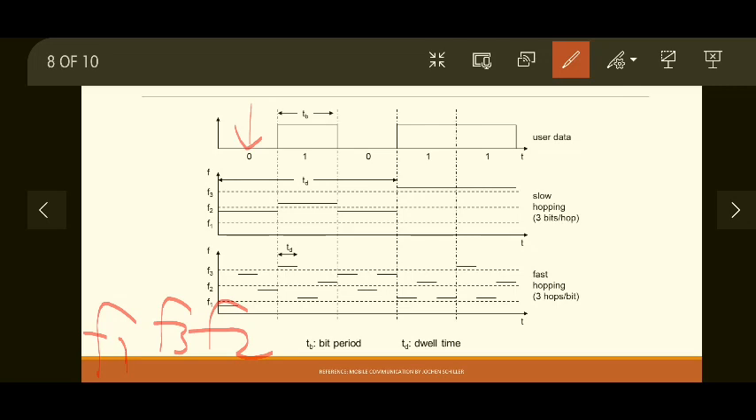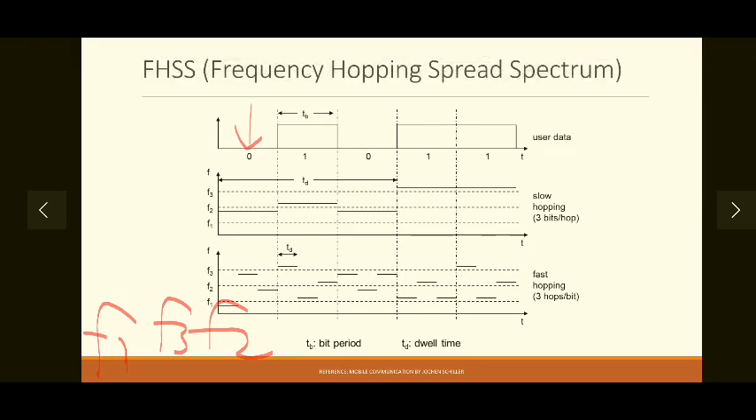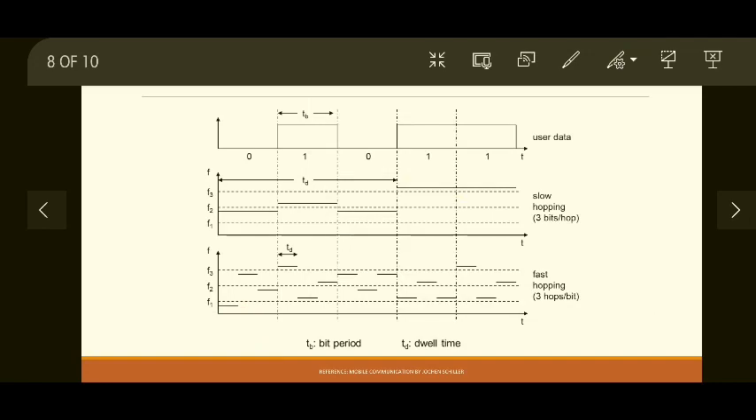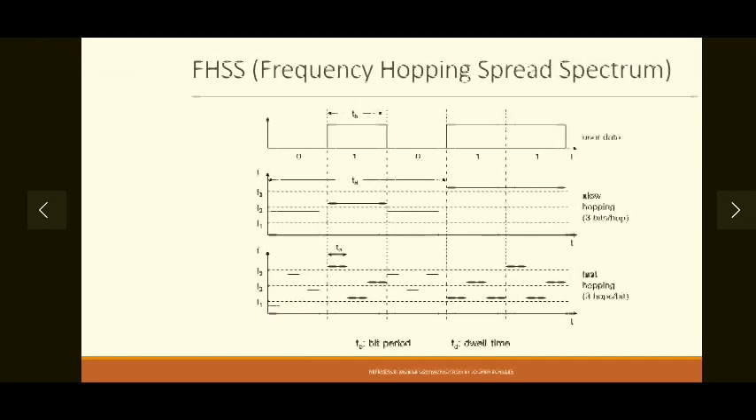One user data bit staying on multiple channels. So this is regarding slow hopping and fast hopping. Now let's see what the transmitters and receivers look like.